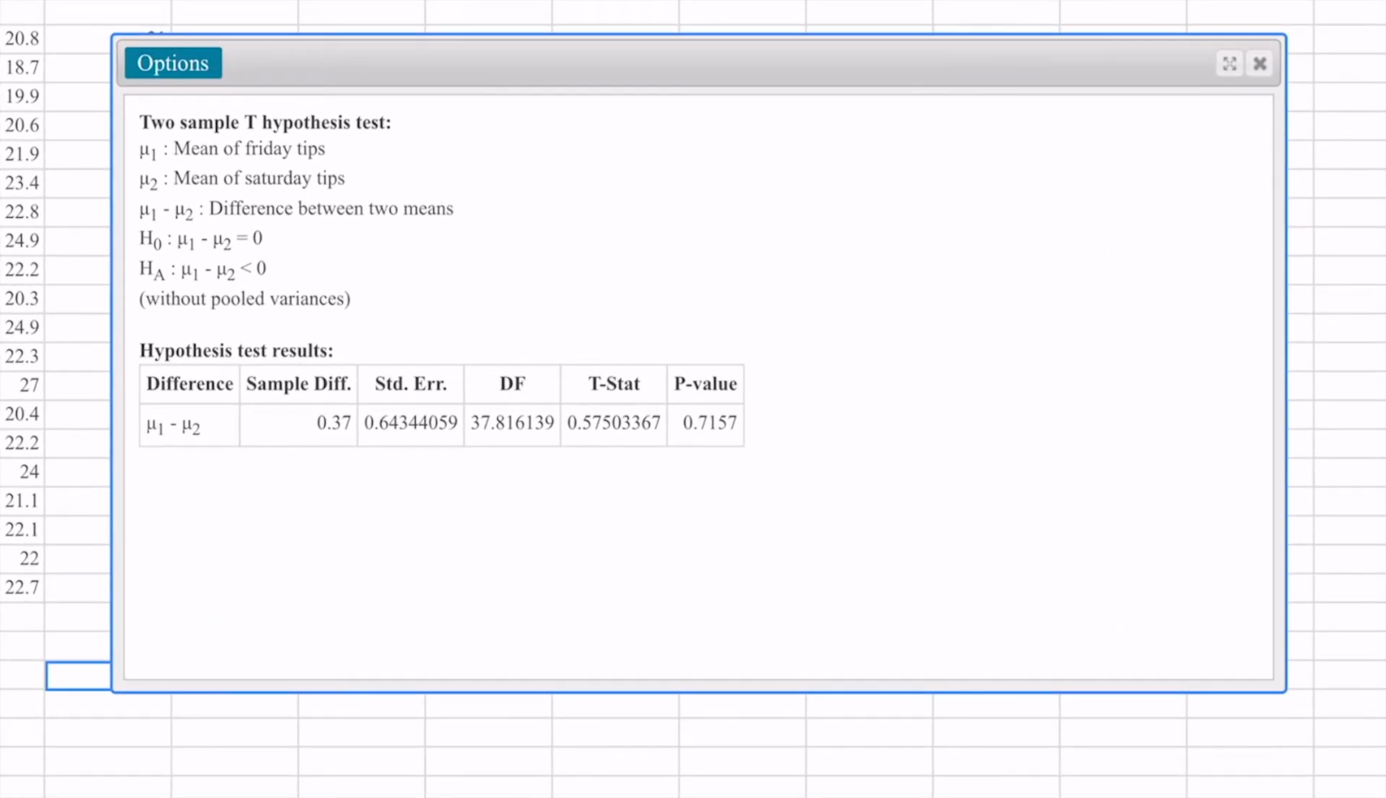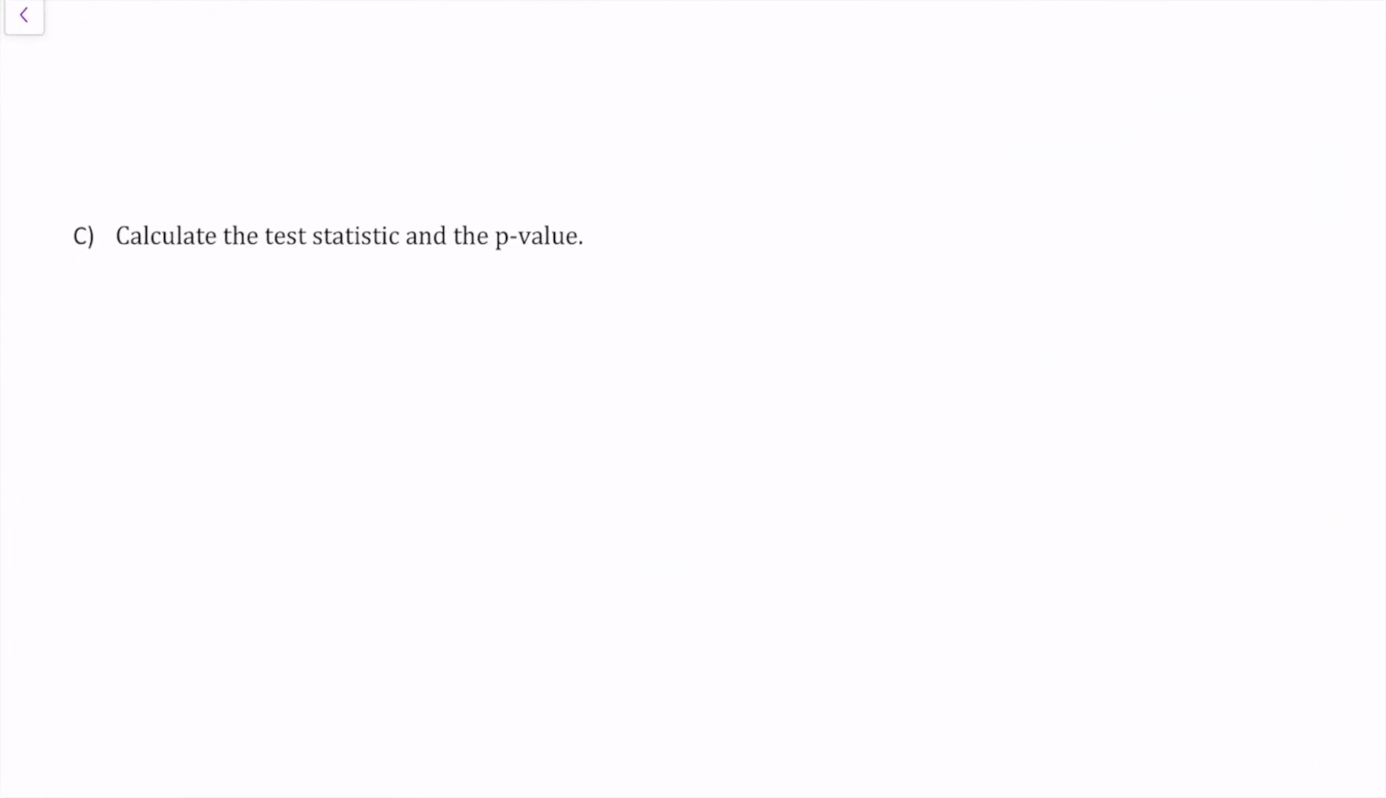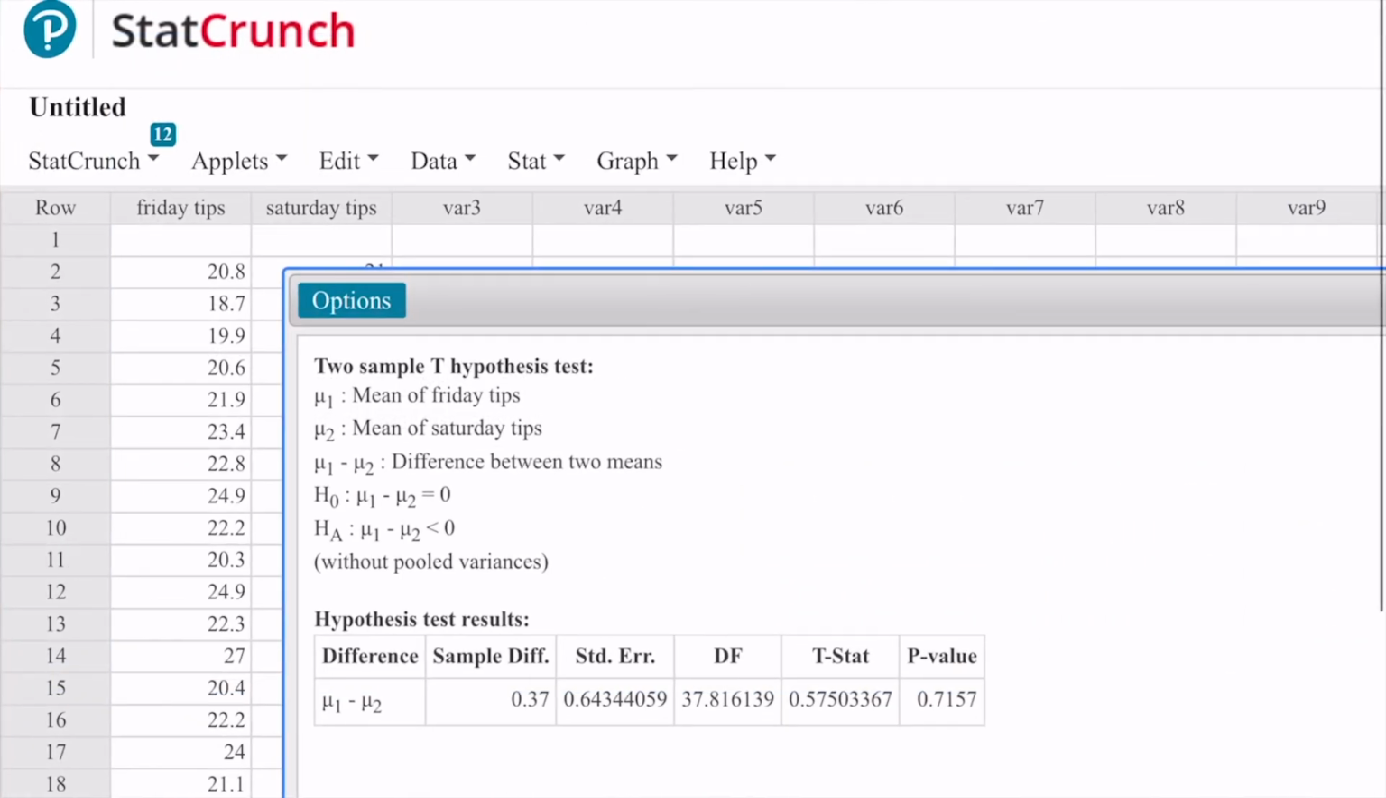Okay, so they gave us the standard error. They did that nasty degrees of freedom formula for us. That's the DF. And they give us a t-stat and a p-value. So let's write that down. So our test statistic, the t-stat, is 0.575. And the p-value is equal to 0.716 if we go to 3 decimal places.